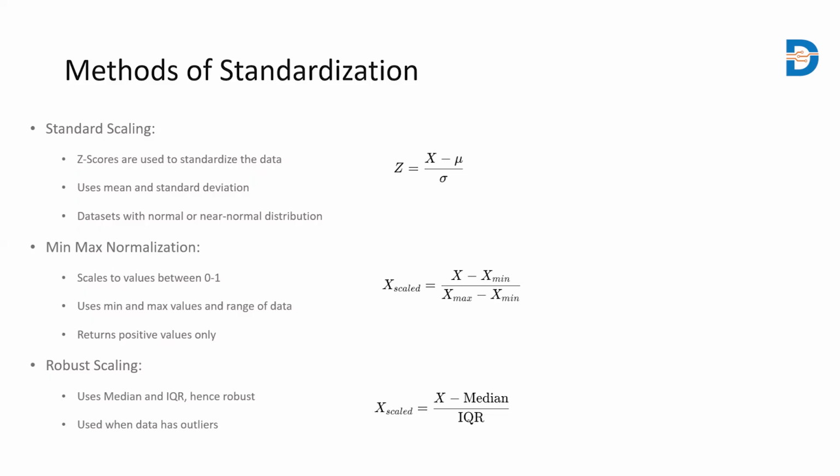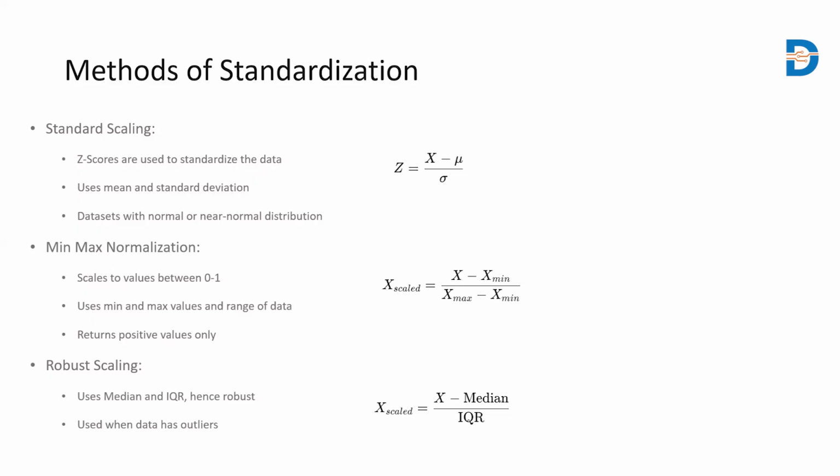The next method of standardizing is min-max normalization, where we depend on the minimum value and the maximum value of the data, typically the range of the data, to standardize the data. This method scales the values of data between 0 and 1. In standard scaling, you might come across negative values, but min-max normalization, irrespective of the original values of the feature, will always scale the values to between 0 and 1.